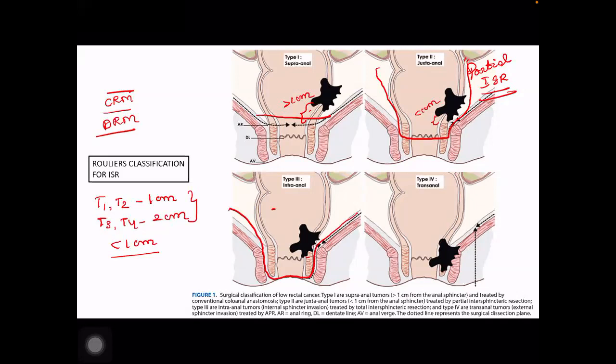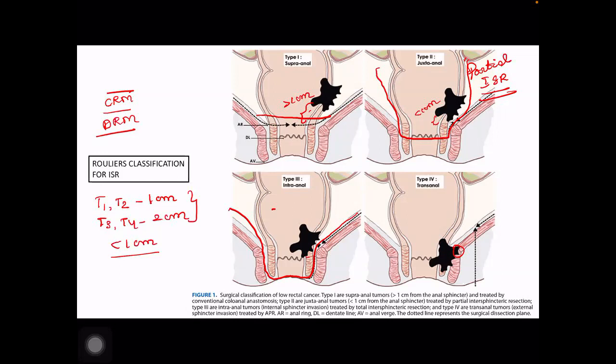Type 4 is a tumor which involves the external sphincter. In this case, you can't preserve the sphincter, and these patients should mostly go ahead with an ELAP or abdominoperineal dissection. So these are the 4 important types, and this classification is given by Rullier. I hope I made the concept of intersphincteric resection clear, and also the concept of CRM and DRM in rectal cancer.